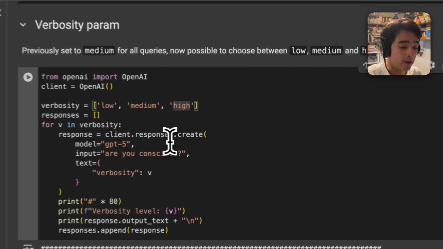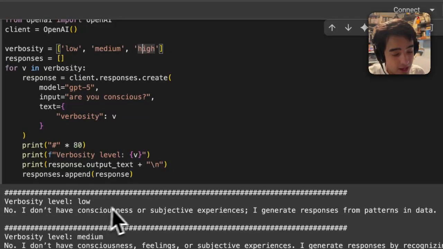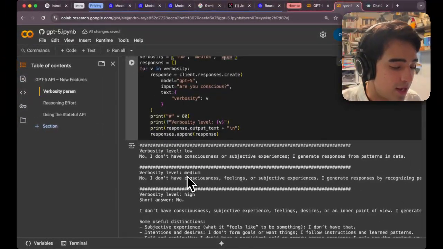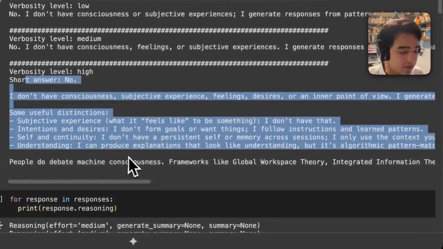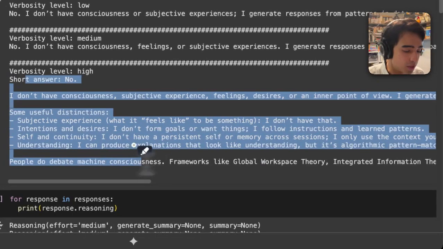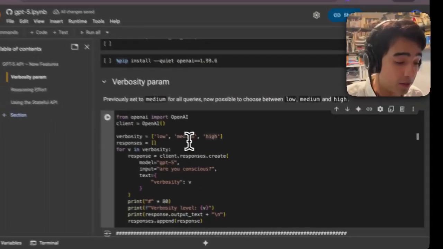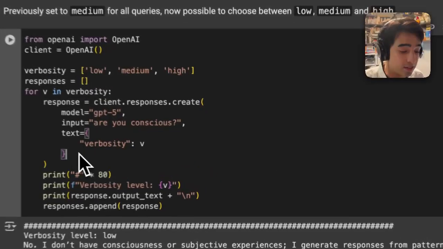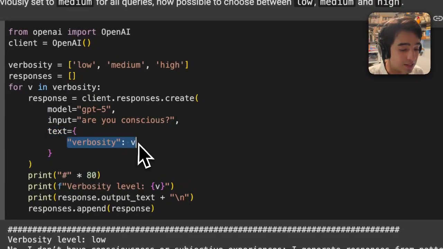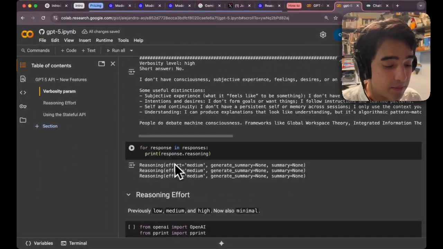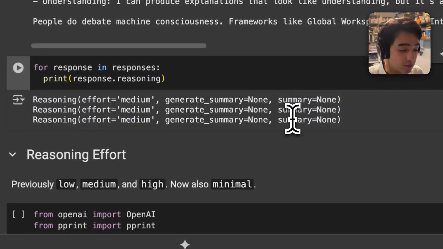Okay. So on low verbosity, it said, no, I don't have consciousness or subjective experiences. I generate responses from patterns in data. You can see that the medium level is a little bit more verbose, of course, and you can see that the high level is even more verbose, and it just likes talking a bit more. I suppose this one is going to be the more expensive one because it is necessarily giving you more tokens. But yeah, this is a new setting that you now have available, and it's under the text parameter with the verbosity setting right here, okay? Now, that's for verbosity, and something to keep in mind is that the reasoning is still set to medium by default.